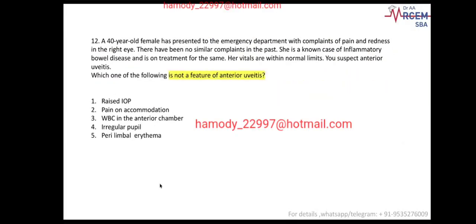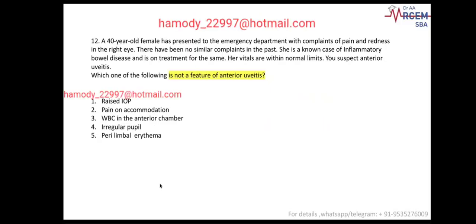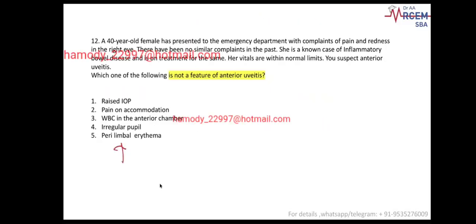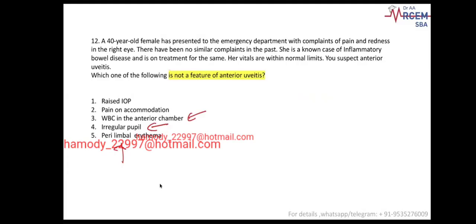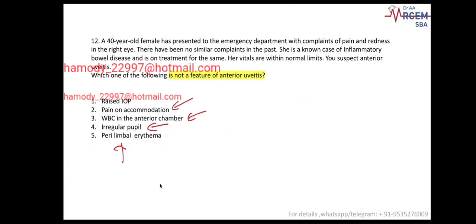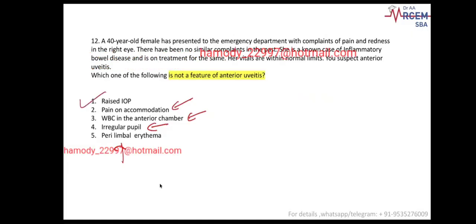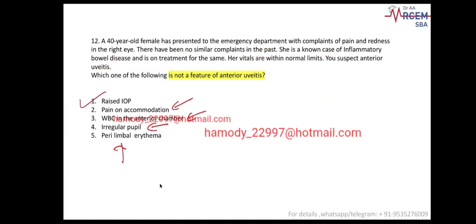Raised intraocular pressure is not a feature of anterior uveitis. Perilimbal erythema, also known as circumcorneal erythema, is seen. Irregular pupil, yes. WBC in the anterior chamber, yes, inflammatory cells in the anterior chamber. Pain on accommodation, yes. Raised intraocular pressure, no. You see a low intraocular pressure most commonly.